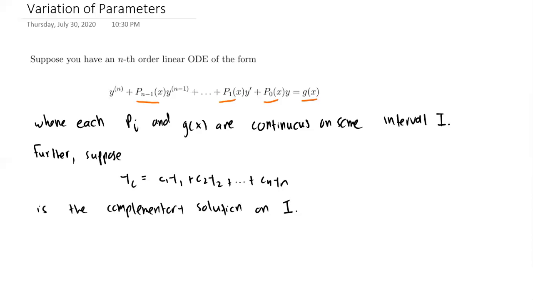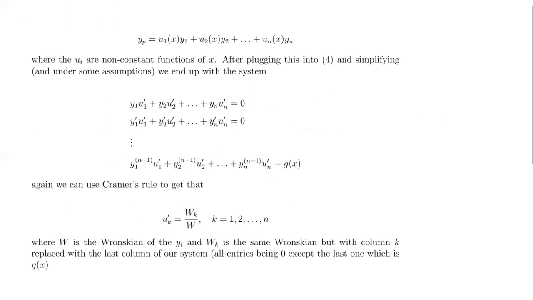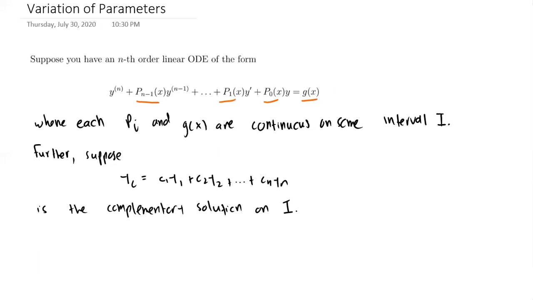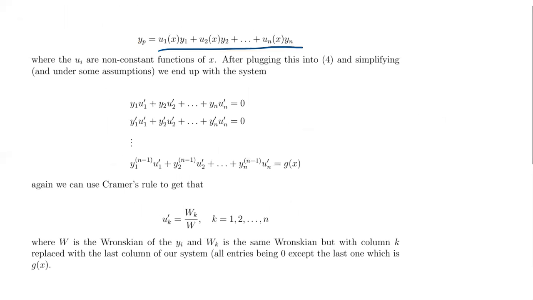So basically, the idea is the same thing that we did for the second order case, is that we're going to assume that our particular solution has this specific form where it's a sum of the n linearly independent solutions that we found for the complementary solution. So the y sub i's come from here, from the complementary solution. Okay. And what we do is, we can't have them be constants, so we multiply them by these functions, u sub 1, u sub 2, up to u sub n. These functions can't be constant, because if they were, this would be part of the complementary solution.